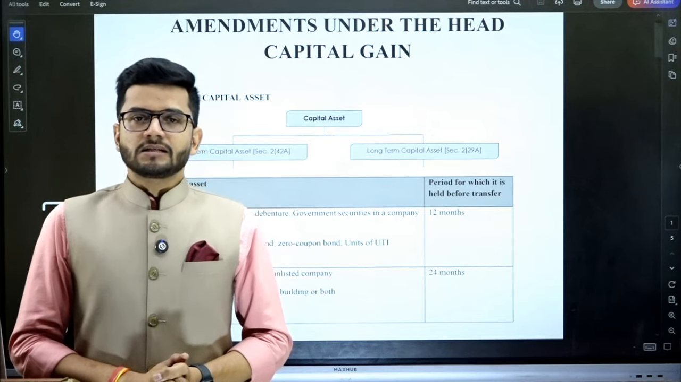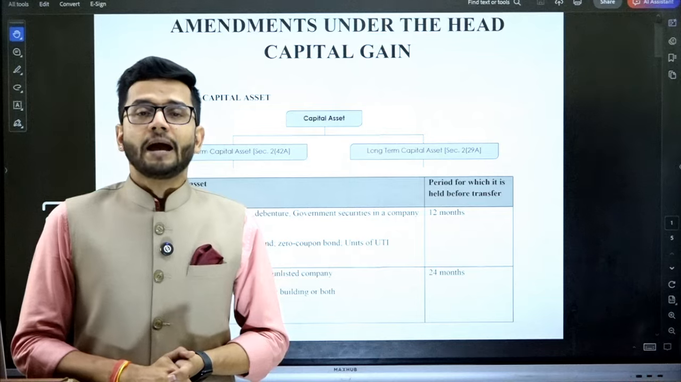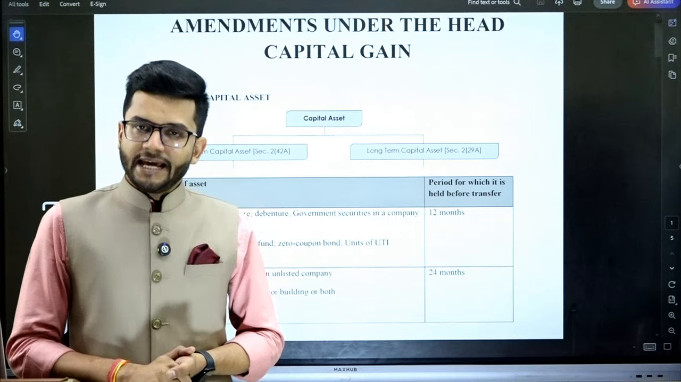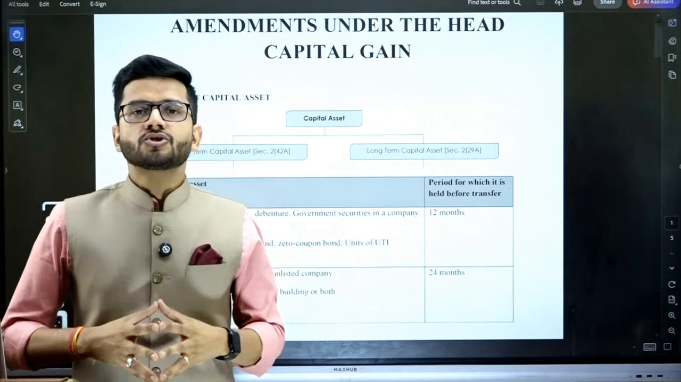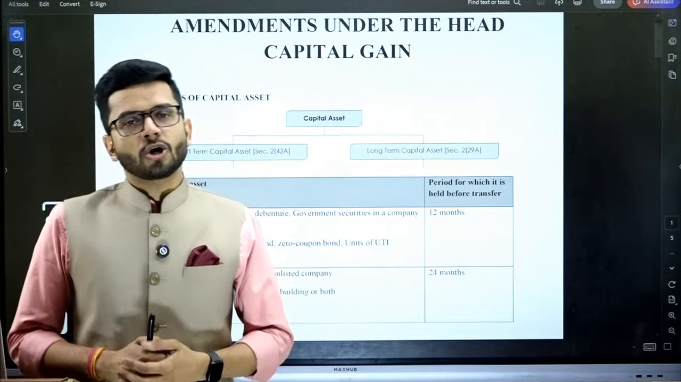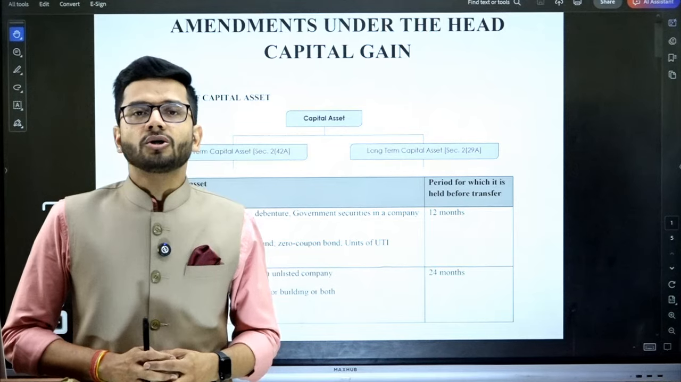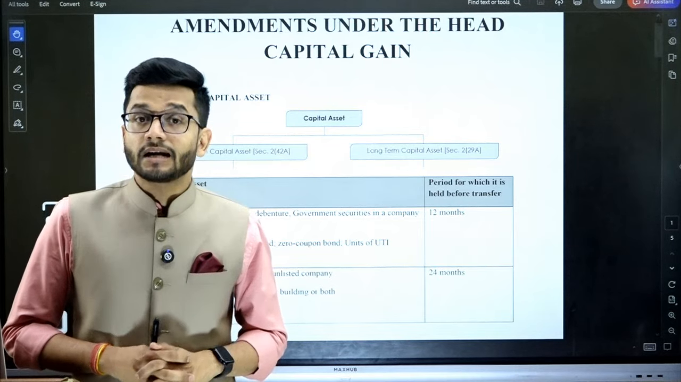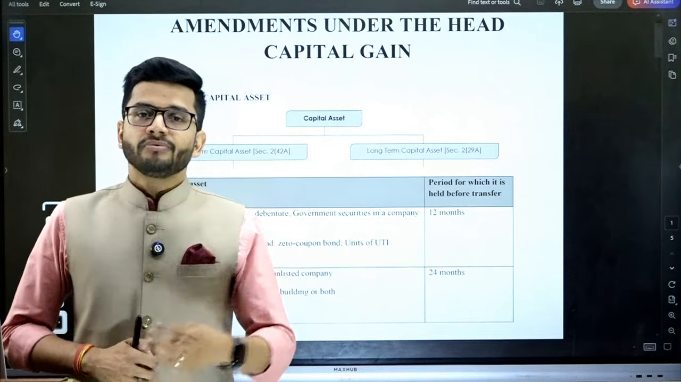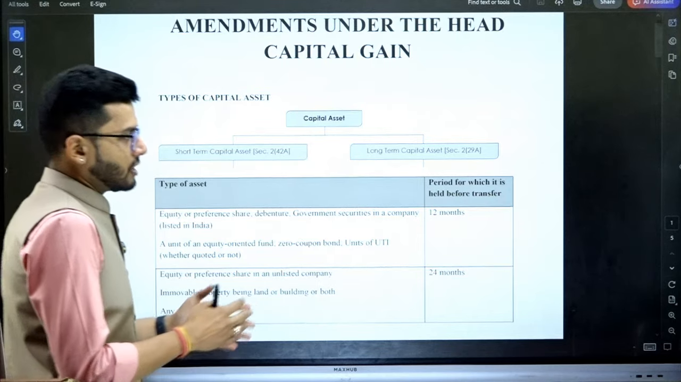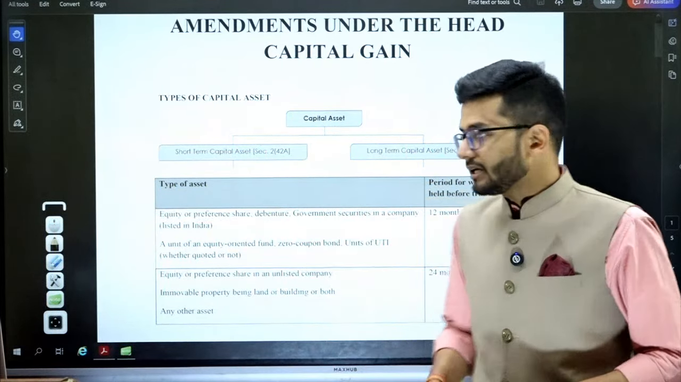So let's start this critical amendment which has come in capital gains chapter. And yes, the first and foremost change which has come by in the capital gains chapter is the definition of long-term and short-term capital assets. Earlier, there were three slab rates according to which long-term and short-term capital assets were classified. But now there are only two slab rates. There are only two brackets which will qualify your assets into long-term and short-term capital assets.